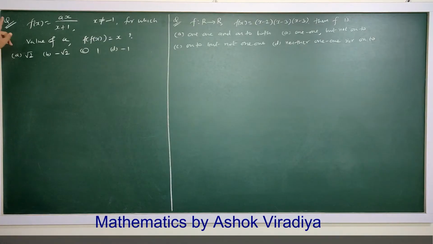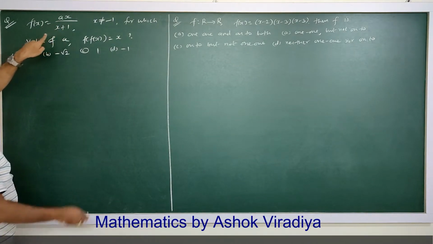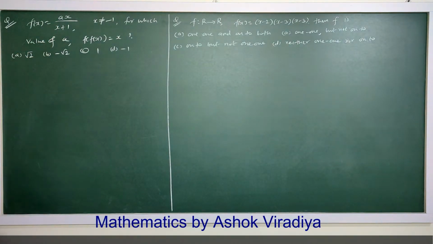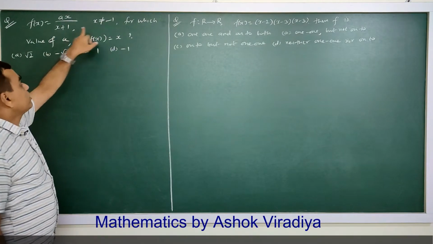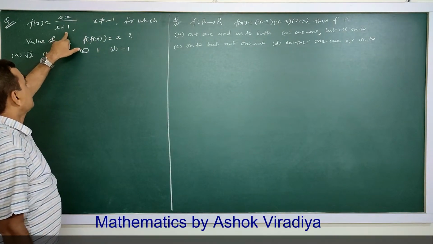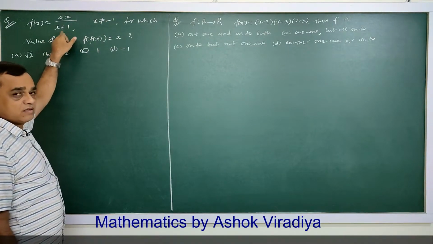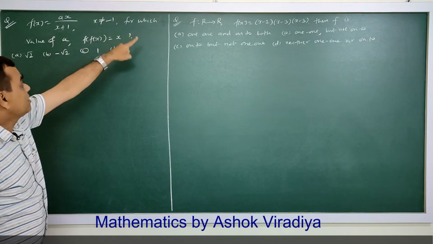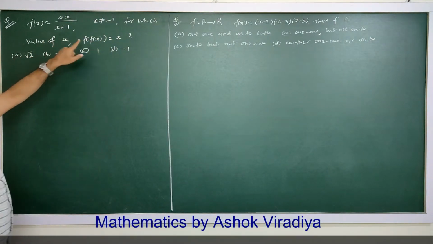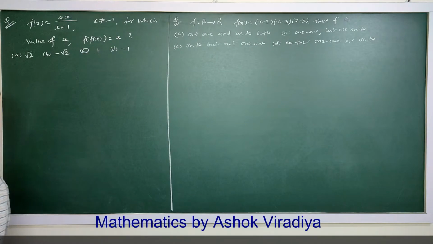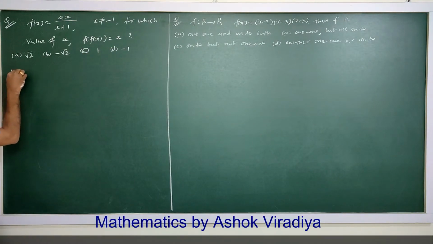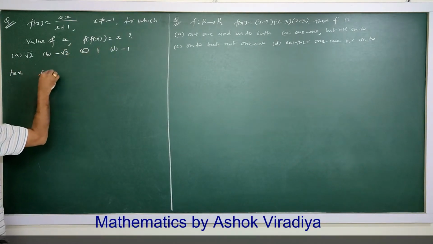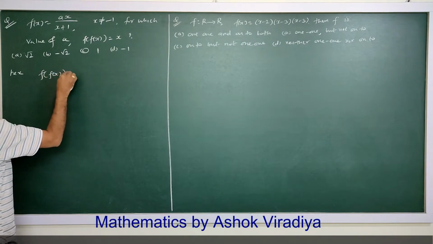So here the question is on composite functions. f(x) is ax / (x + 1), and x is not equal to -1, so this will be defined. Now the question is, for which value of a is f(f(x)) equal to x? Given that f(f(x)) is x.